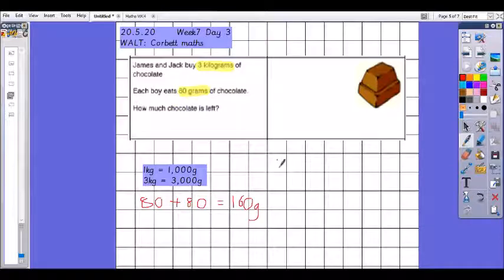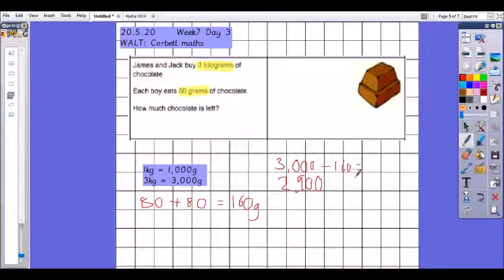So we're going to do 3,000 take away 160. Instead of doing this using the column method, because we would have to do a lot of exchanging and regrouping, I am going to do this by first taking away the 100. So 3,000 take away 100 is going to be 2,900.